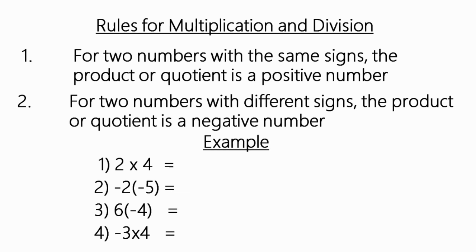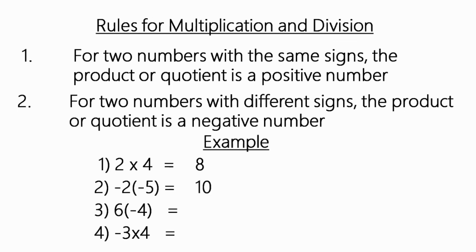All right. So let's solve these problems with multiplication. So rule number 1 says if the two numbers have the same sign, the product or the quotient is a positive number. So what I do is to identify the sign of the two numbers. For number 1, they have the same sign, so the answer will be positive. So 2 times 4 is 8. Number 2, they will be also positive because they are two negative numbers. So negative times negative is positive. So you have 2 times 5 is 10.